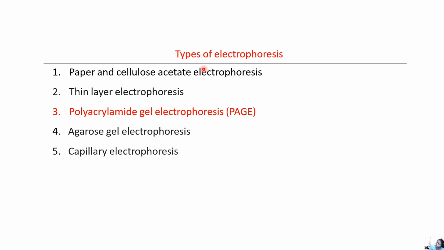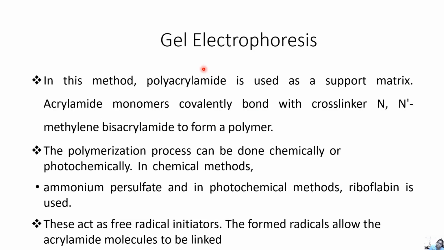So what can be the types of electrophoresis? There can be paper and cellulose electrophoresis, thin-layer electrophoresis, PAGE, agarose gel, and capillary electrophoresis. In this method, the polyacrylamide will be used as a support matrix. Acrylamide monomers covalently bond with the cross-linker N,N'-methylenebisacrylamide to form a polymer. The polymerization process is done chemically or photochemically. In chemical methods, ammonium persulfate, and in photochemical methods, riboflavin is used. These act as free radical initiators.